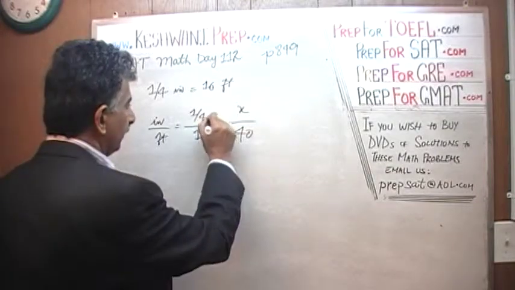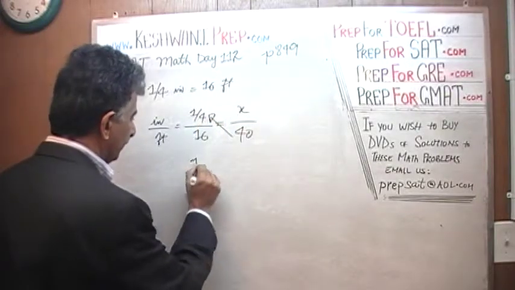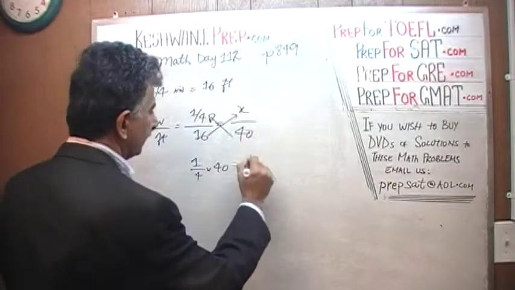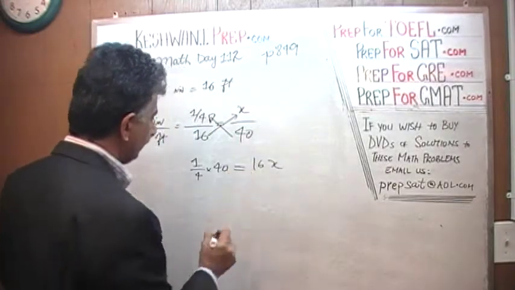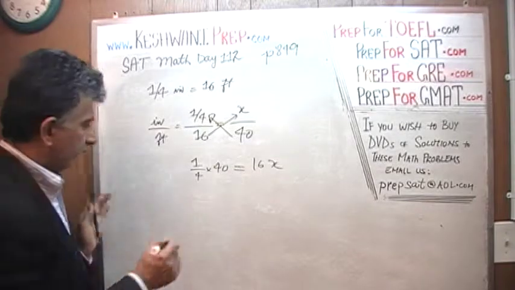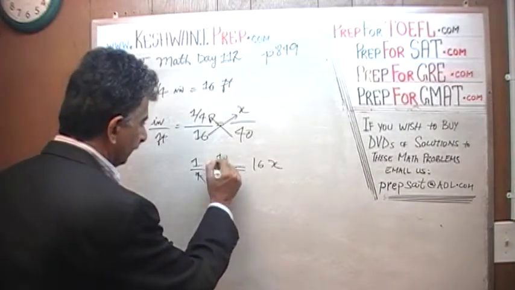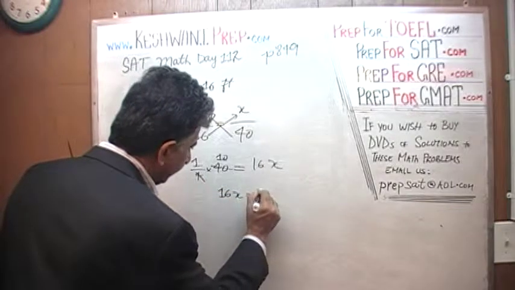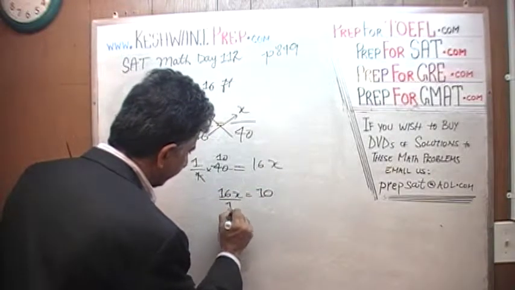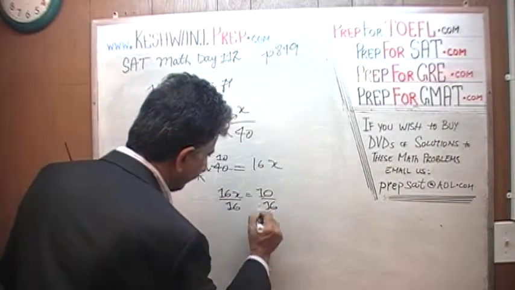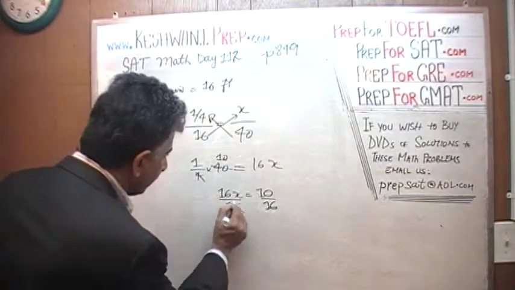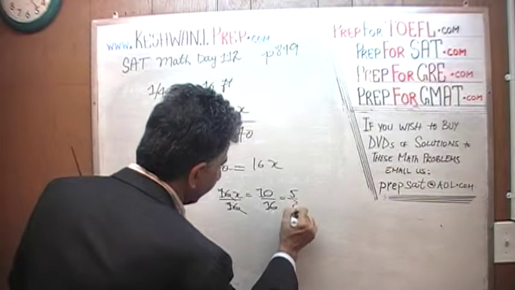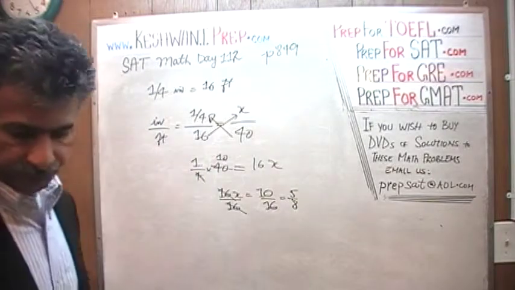Cross multiply. So here we get 1/4 times 40 equals 16 times x. 1/4 of 40 is 10. So now we have 16x equals 10. We divide both sides by 16, and x equals 10 over 16, which is 5/8. There you go. That's all.